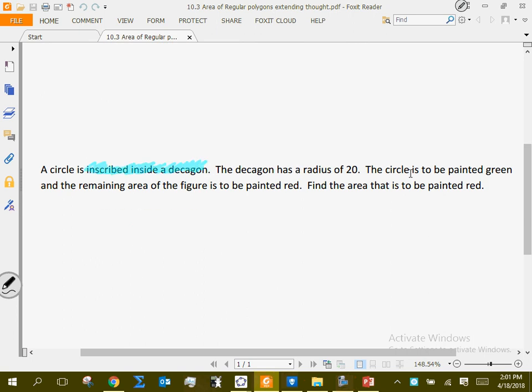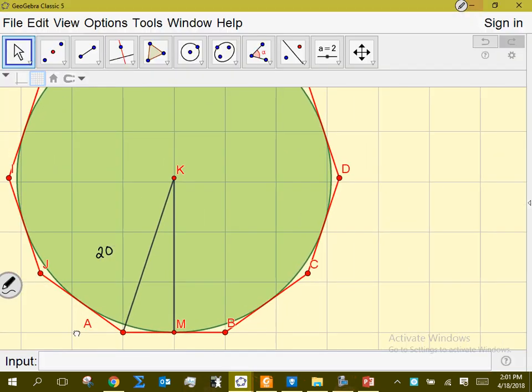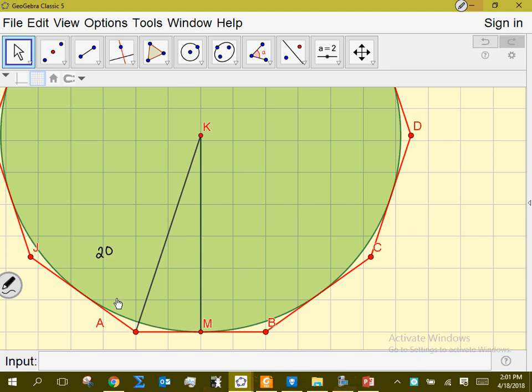Decagon has a radius of 20. Circles to be painted green. The remaining areas to be painted red. Okay. So the red area that we're looking at, I'm just going to zoom in here. How many sides does a decagon have? 10. Deca means 10. So that has 10?